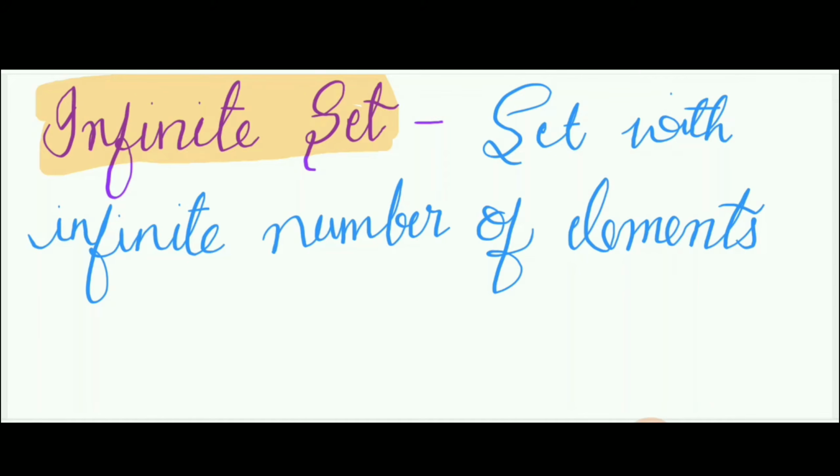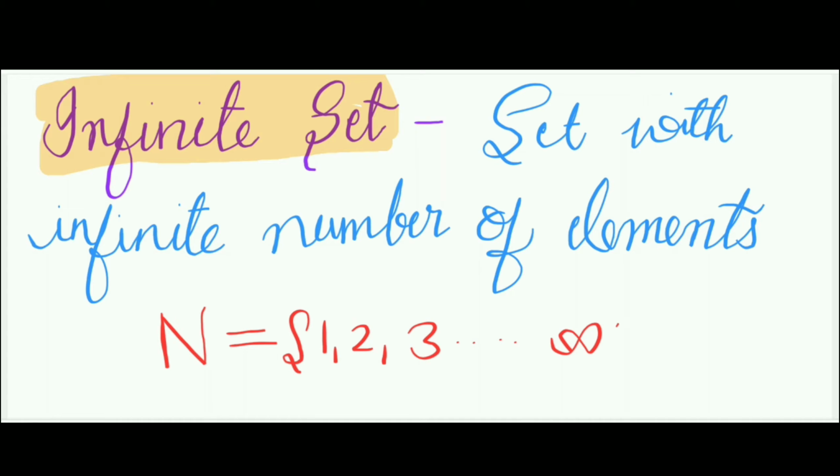Okay, now we shall discuss the next set, that is the infinite set. So what is an infinite set? A set with an infinite number of elements. That is, there is no end to this set of elements. Now suppose I take N as the set of natural numbers. So what is the ending? There is no ending point, right? We will just write it as 1, 2, 3, and so on till infinity, right? So there is no end for this. It is unlimited. It is not limited. Okay. So let's get into the next one.